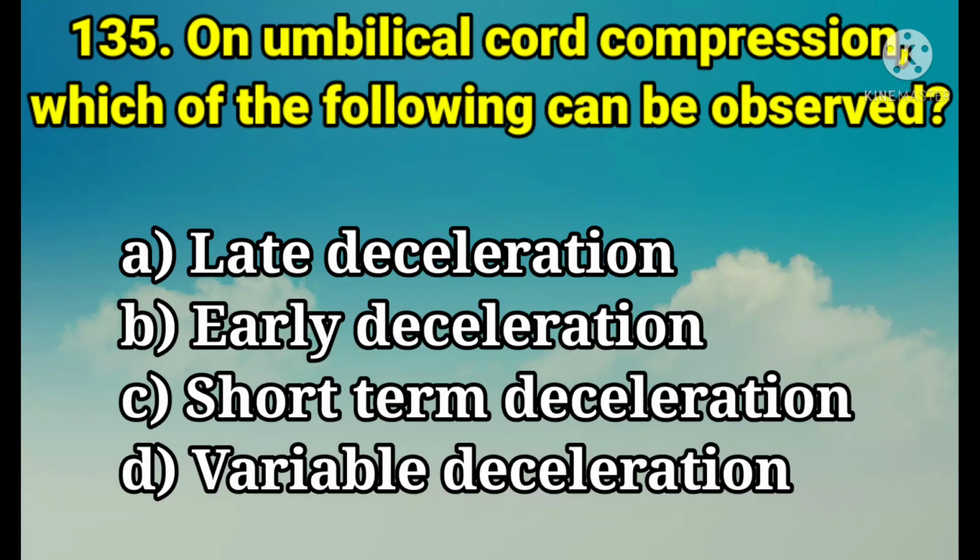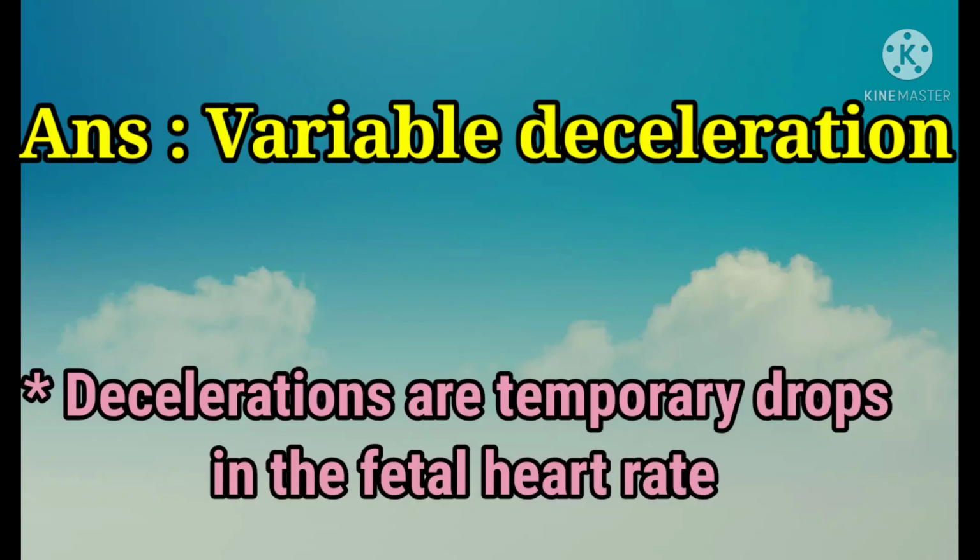ദ നെക്സ്റ്റ് ക്വസ്റ്റ്യൻ, ഓൺ അംബിലിക്കൽ കോഡ് കംപ്രഷൻ വിച്ച് ഓഫ് ദ ഫോളോയിങ് ക്യാൻ ബി ഒബ്സർവ്ഡ്? ഓപ്ഷൻസ് ആർ ലേറ്റ് ഡീസിലറേഷൻ, ഏർലി ഡീസിലറേഷൻ, ഷോർട്ട് ടേം ഡീസിലറേഷൻ ആൻഡ് വേരിയബിൾ ഡീസിലറേഷൻ. And the answer is variable deceleration.